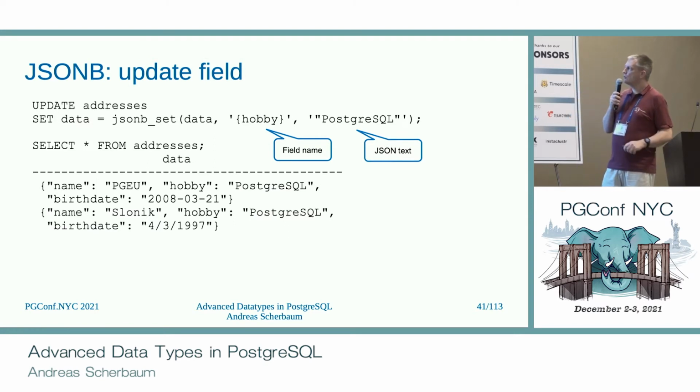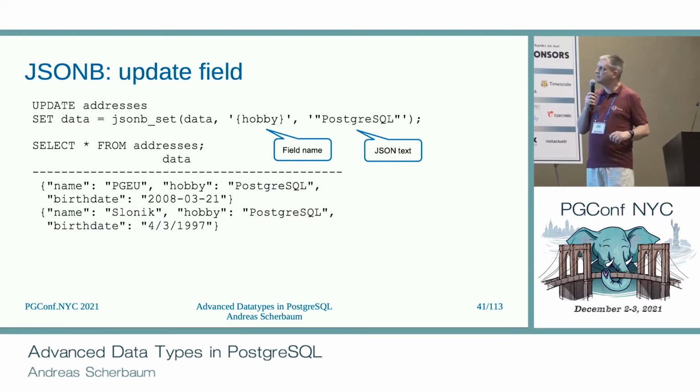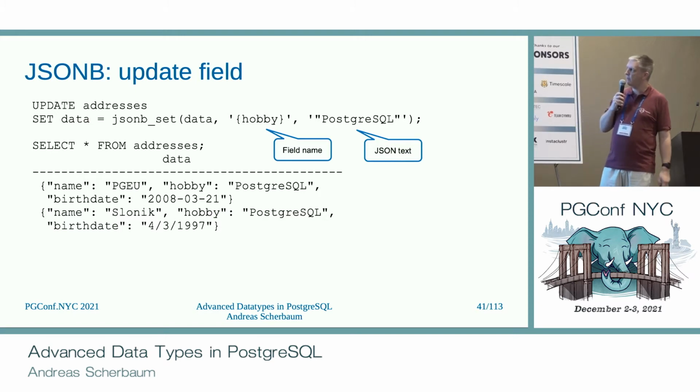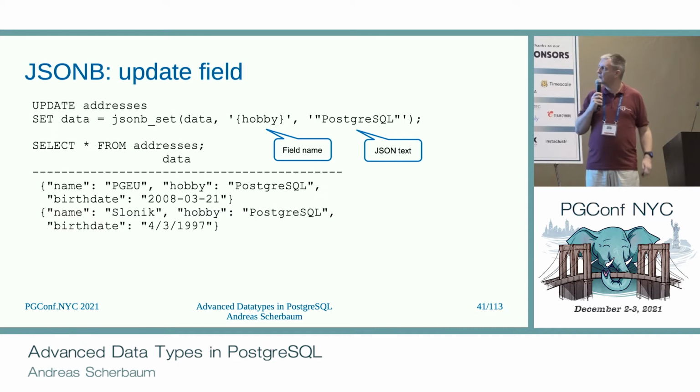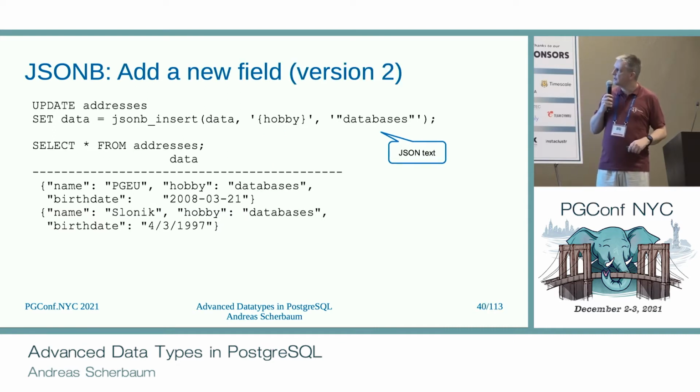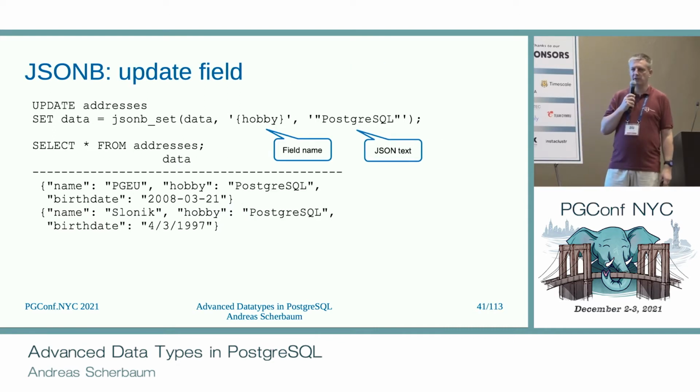I can use JSONB set to update fields, so I need to specify my field name, and again specify some JSON text here, so we have single quotes outside and double quotes for JSON, and I can update my hobby from databases to PostgreSQL, making it more specific.